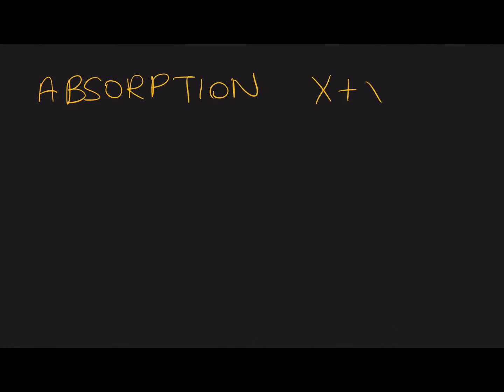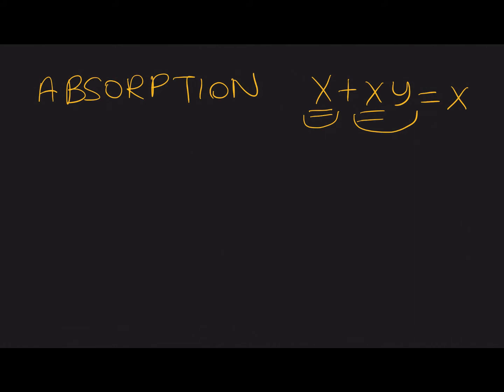Now let's consider the absorption theorem. Absorption tells us that x plus xy is equal to x. You'll notice that the first term, which in this case is an x, exists completely within the second term. And the two terms have different lengths. This has one variable, this has two variables. Essentially, if you can factor one term completely out of another term, then you have an absorption step.